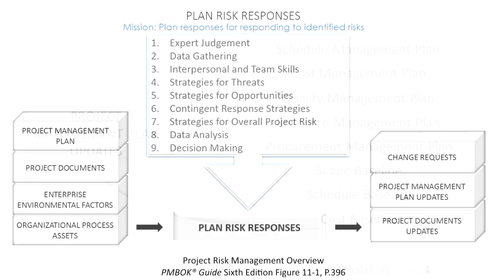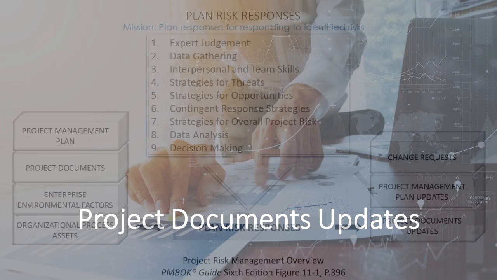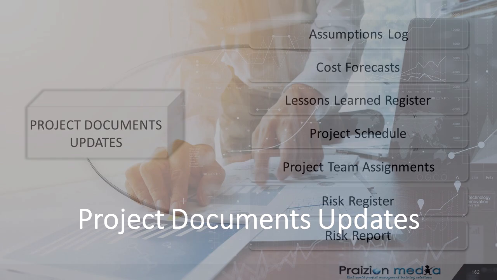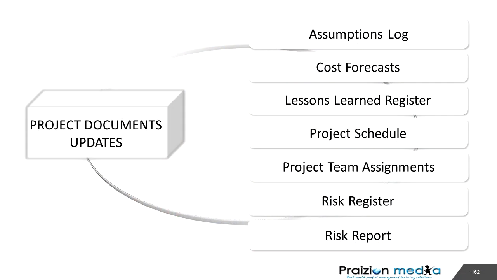And finally, we have project documents updates. Project documents such as the assumptions log, the lessons learned register, very important one, and more could be updated as a result of this process. Be aware that the risk register is the big one, but a lot of other documents could also be updated. And that concludes the plan risk responses process.